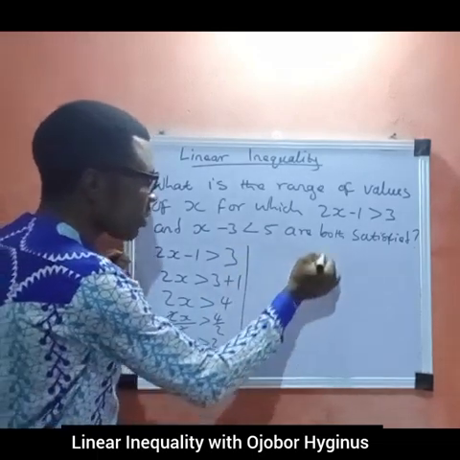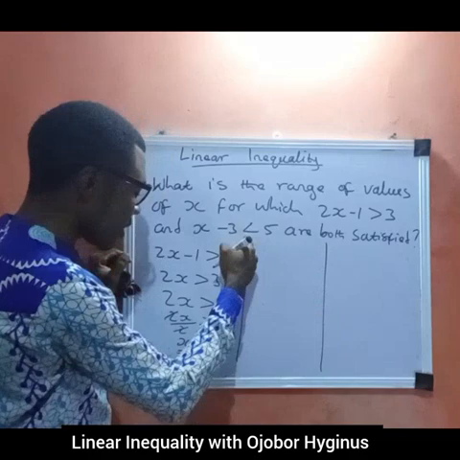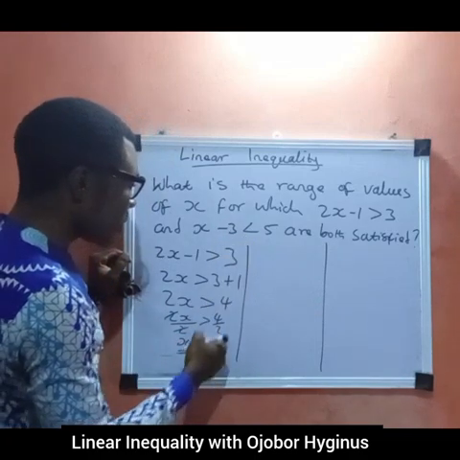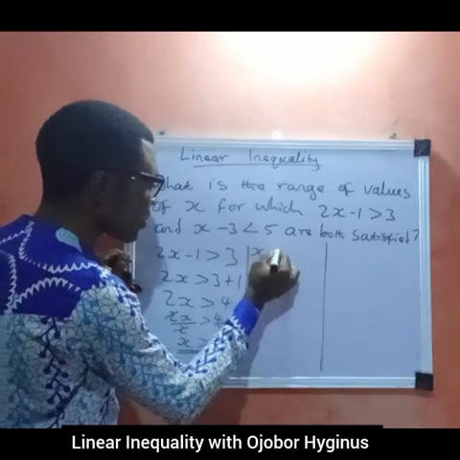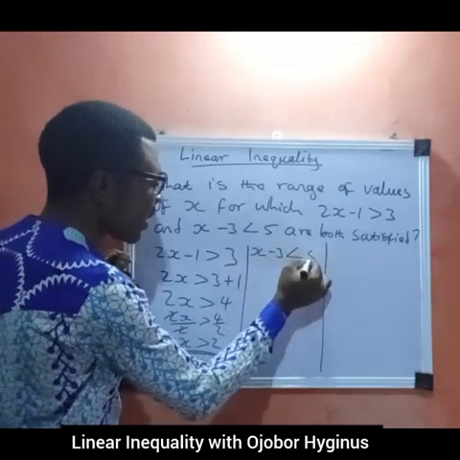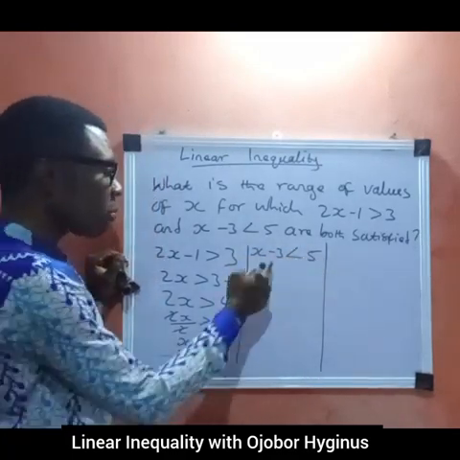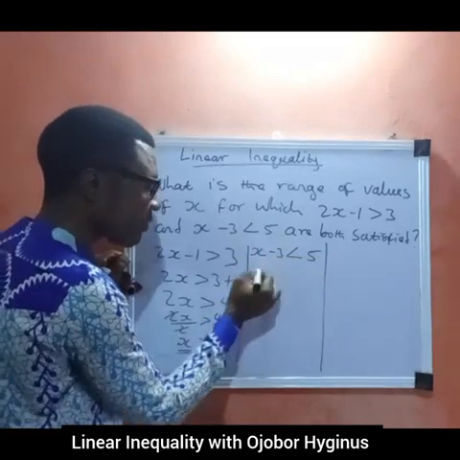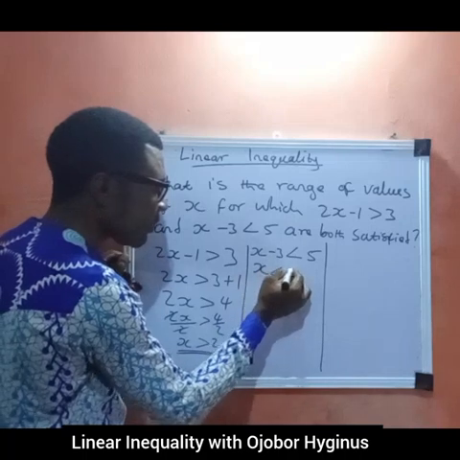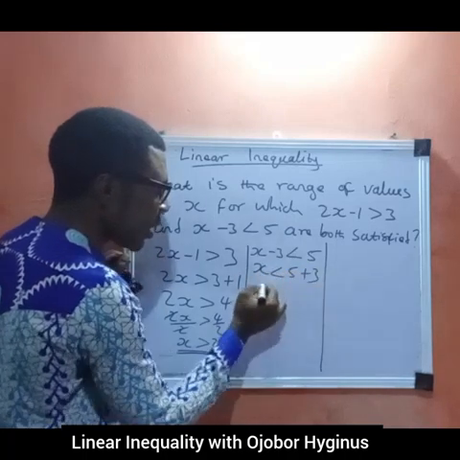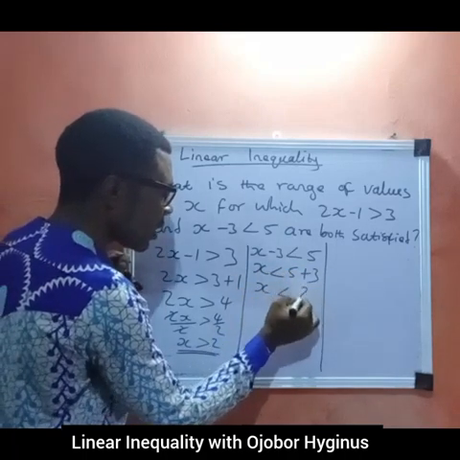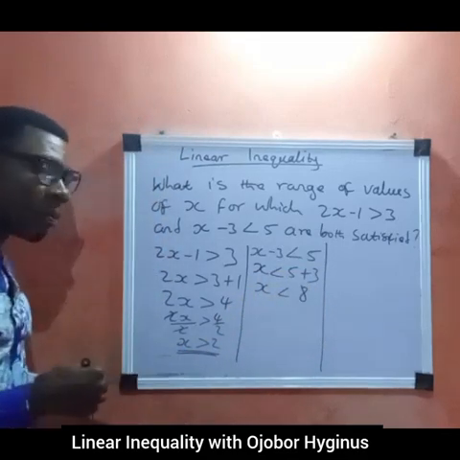So here we solve the second one. Here x is greater than 2. The second one is x minus 3 is less than 5. So we move minus 3 to join 5. So x is less than 5 plus 3. x is less than 8. So how can we combine this?